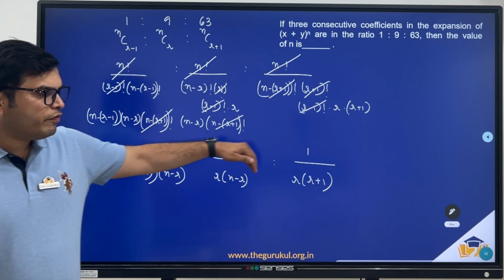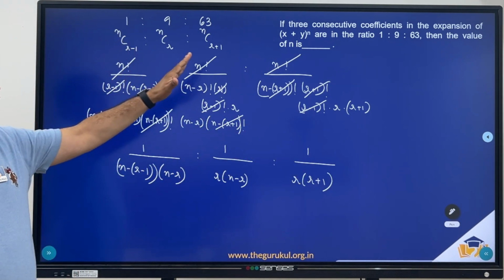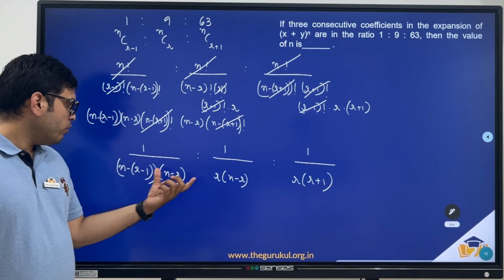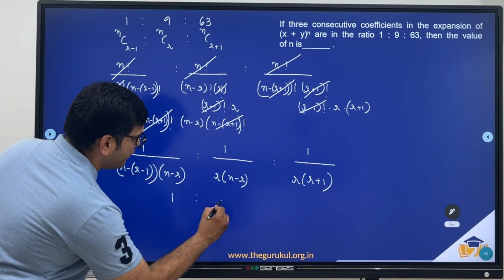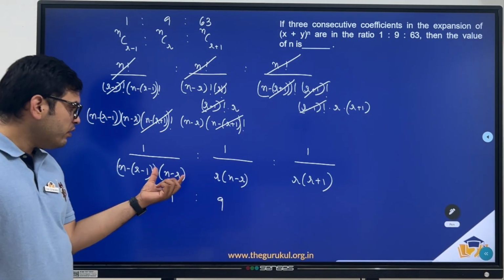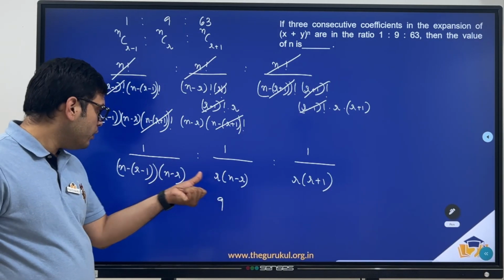And the ratio of these three should be 1 is to 9 is to 63. Now let me consider these two. The ratio should be 1 is to 9. Now between these two, n minus r is common.